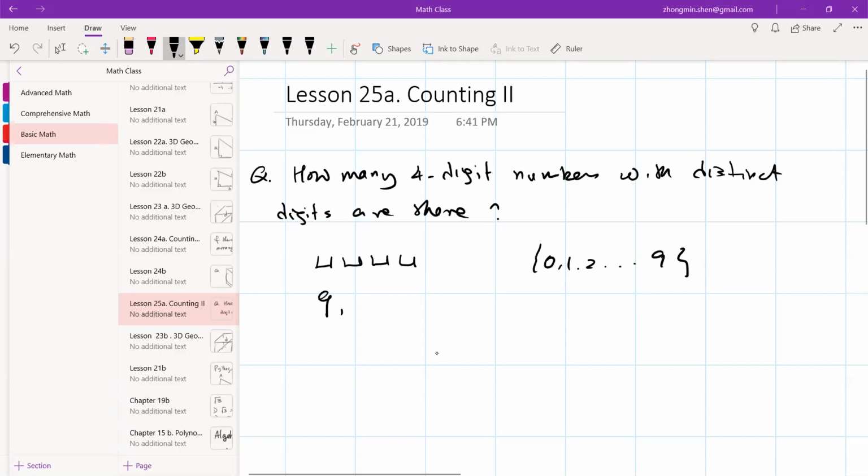And then for the second one, you can choose any of the 10 digits except for the one you already used. So it's only 9. Then for the third one, the tens digit, you can use any of the digits from 0 to 9 except for those two already used. So only 8 left. The last one, the units digit, you can use any of the digits from 0 to 9 except for those already used, 3. So 10 minus 3 is 7. Those are the number of choices in each step when you write the digits.